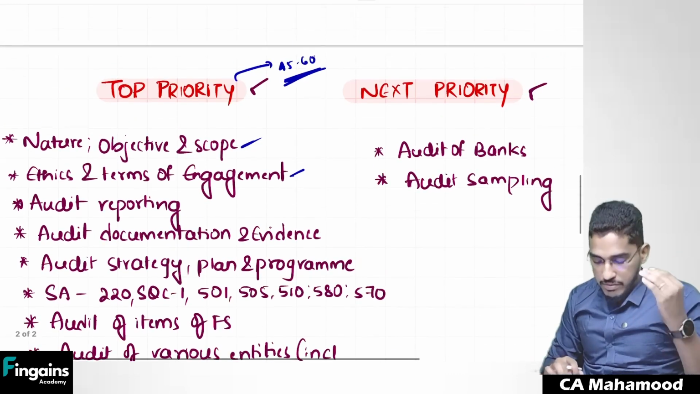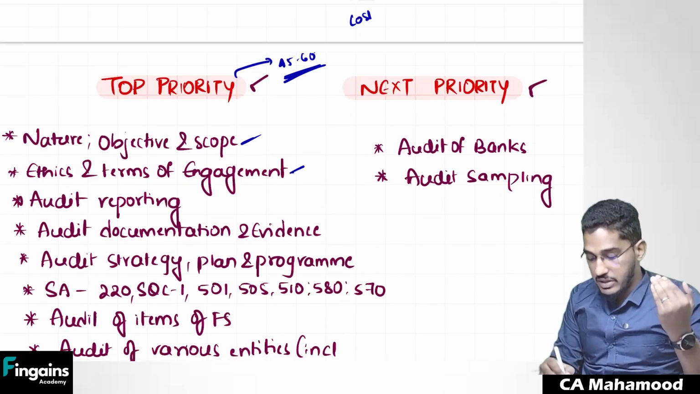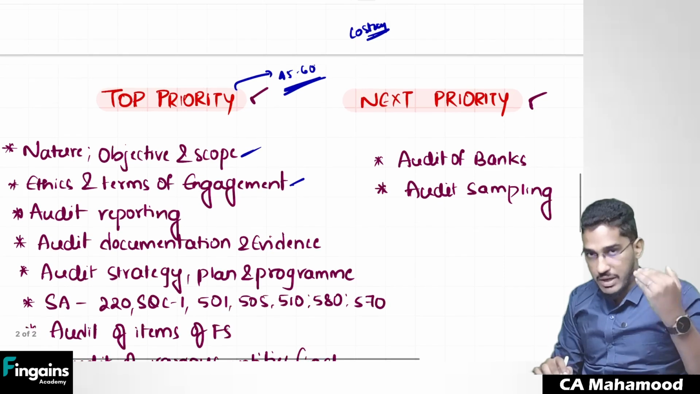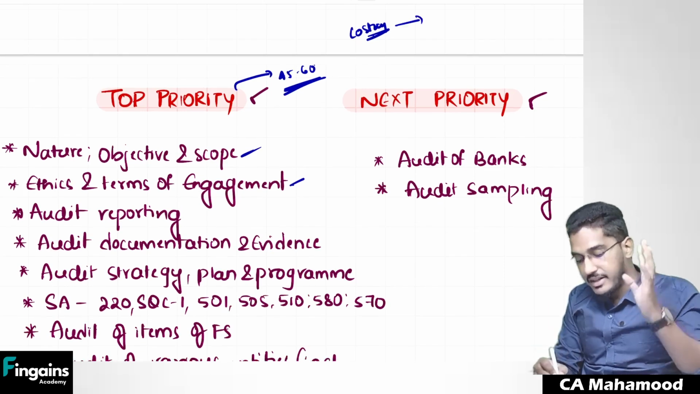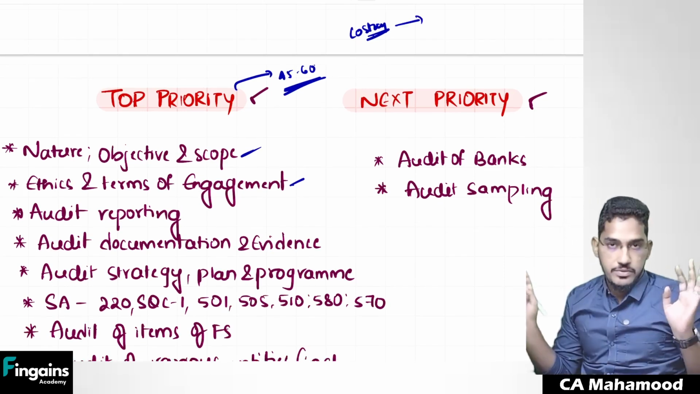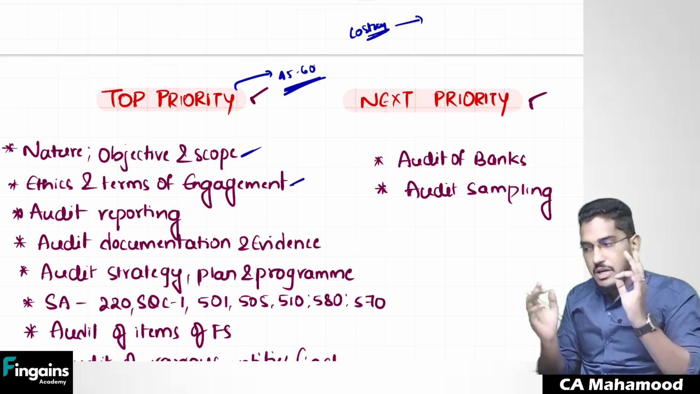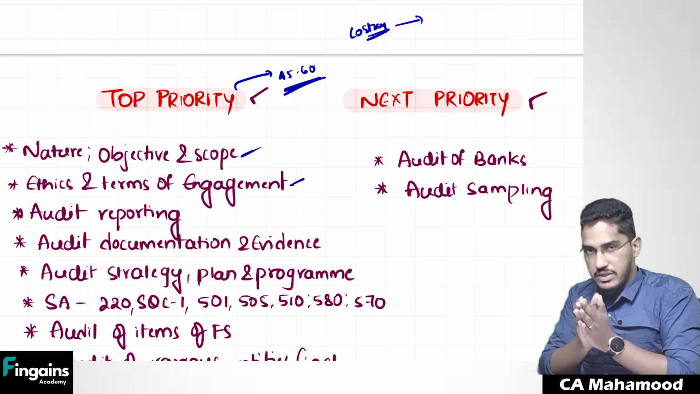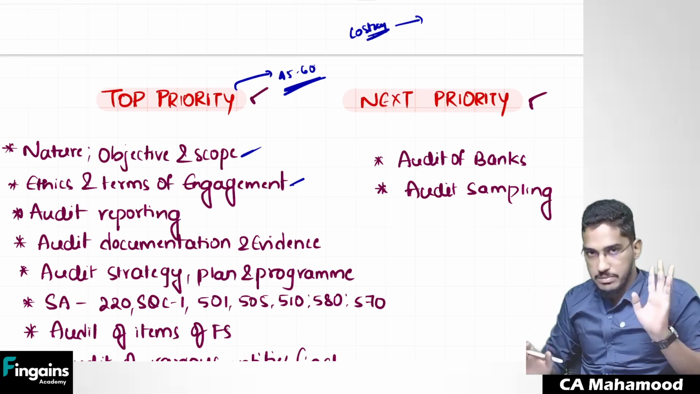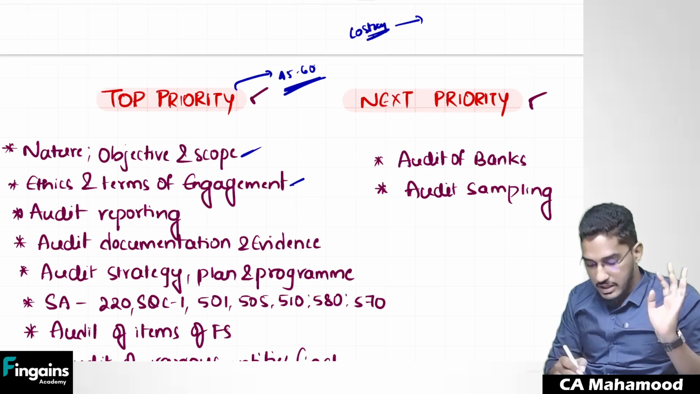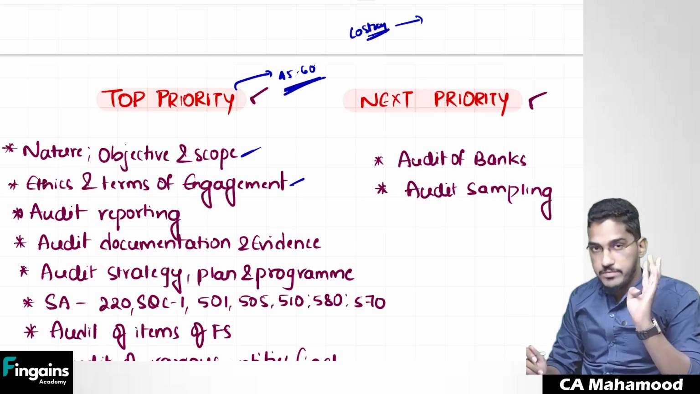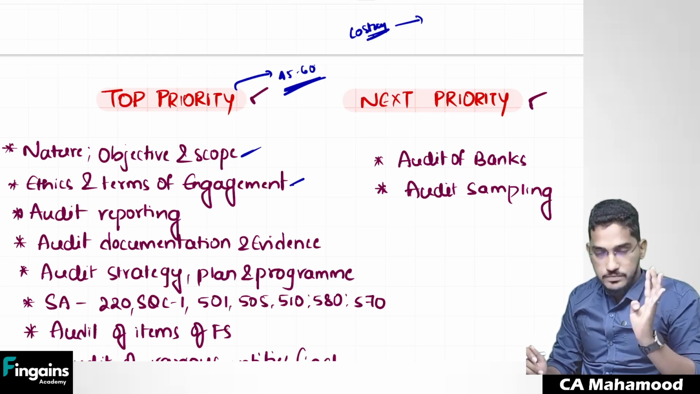After you are done with the costing examination, you come back and sit for the preparation. No, that night itself, you try to complete these 2 chapters, nature, objective and scope of audit, and ethics and terms of engagement. In my material, you will find only one chapter in which I have clubbed both these chapters. Whatever source you are following, these 2 chapters should be your top priority. Definitely huge weightage will be there from these 2 chapters put together.